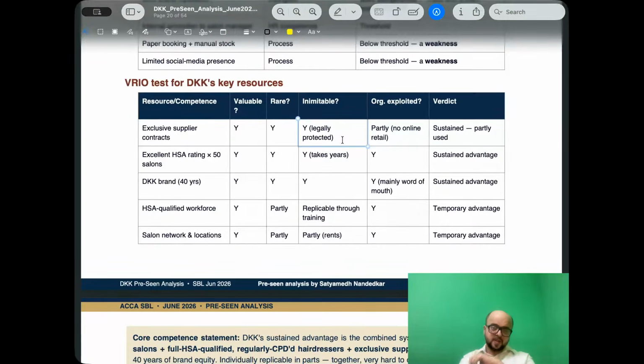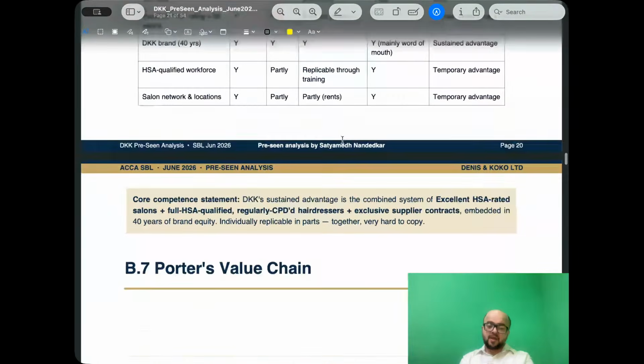HSA qualified workforce, valuable, yes. Rare, partly, not completely. And is it inimitable? The answer is it can be replicable through training. Everybody else can rise up to that level, and it is a temporary advantage. If people upgrade, then the advantage remains. Salon network and location, valuable, extremely. Rare, no, everybody can have their outlets in prime locations. Inimitable, partly. Why? Because the rents in prime location will be high, so not everybody would be in a position to pay that level of rent, and the company is fully exploiting that, but this is still a temporary advantage.